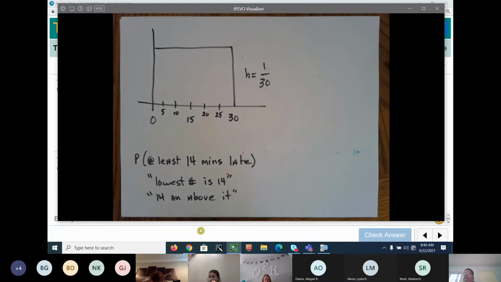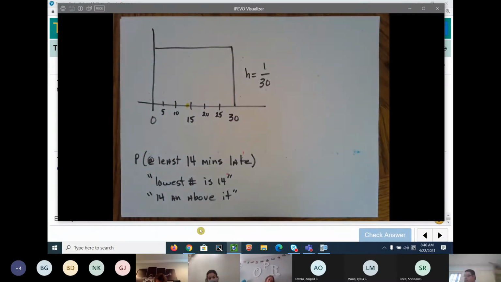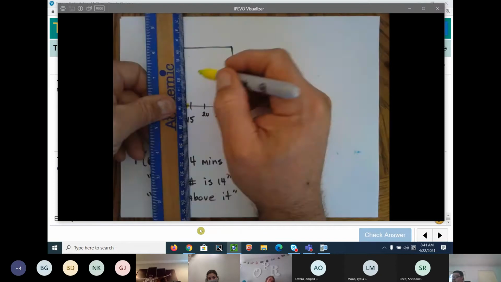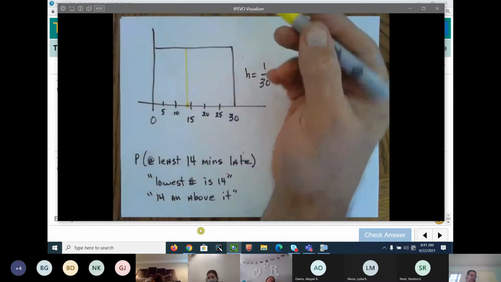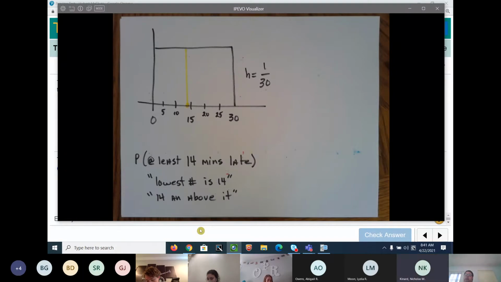So does everybody agree that 14 needs to have a dot on it? Yes. 14 needs to have a dot on it. So I'm going to take my handy dandy yellow highlighter and put it on 14, and I'm going to draw a line. And which side is above? To the right. Thank you.